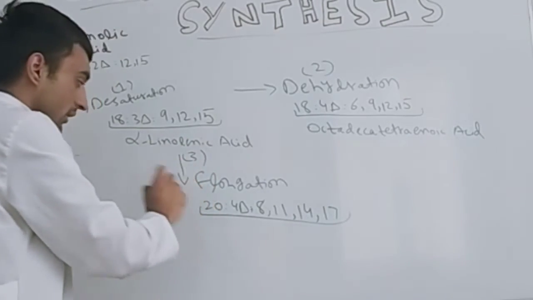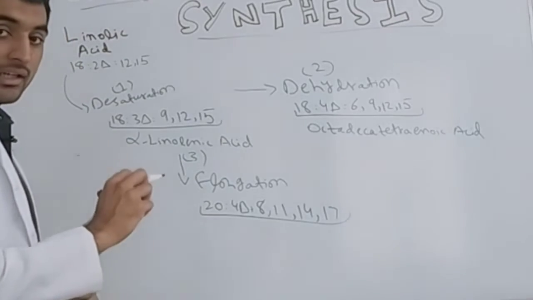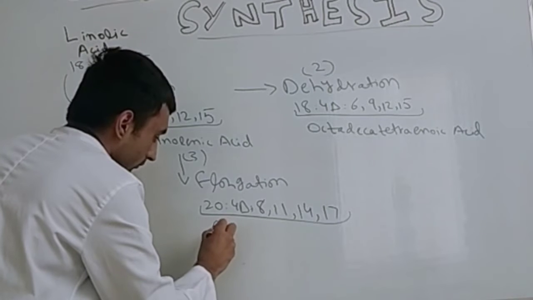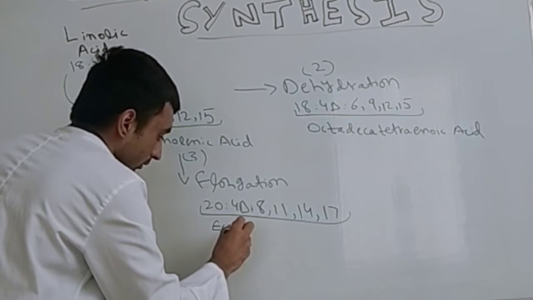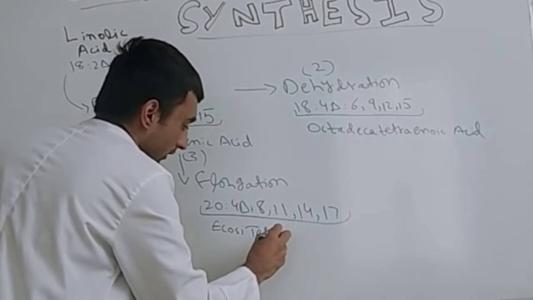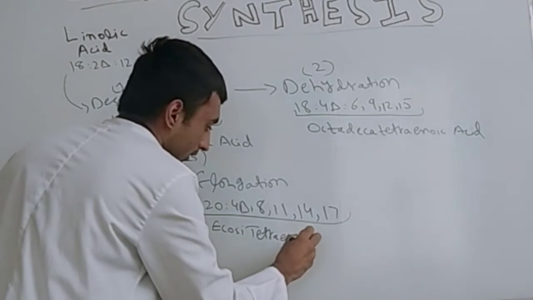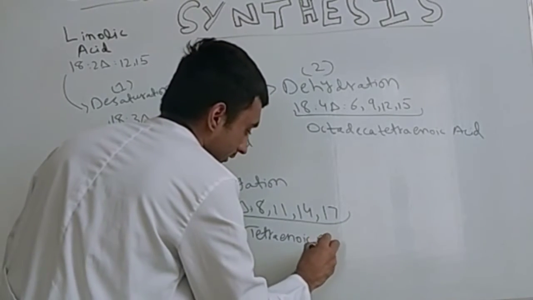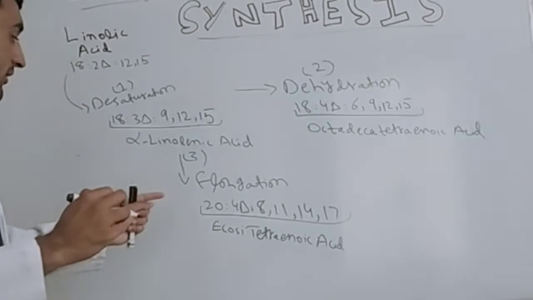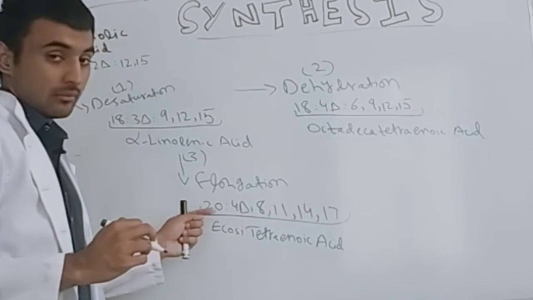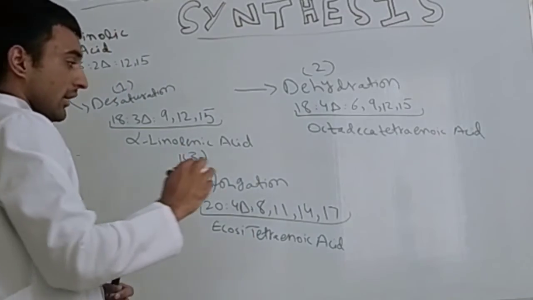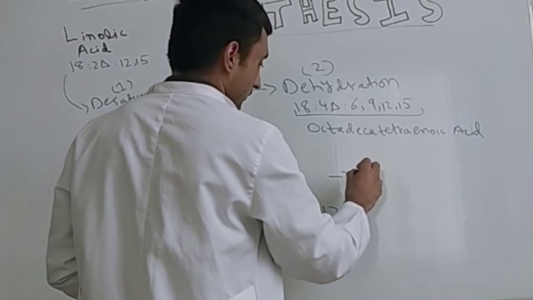So what is the name of this chain now? The name of this chain is eicosatetraenoic acid. And we know that eicosa is the term for the number 20. So eicosatetraenoic acid. After the elongation phase, there will again be the desaturation phase.